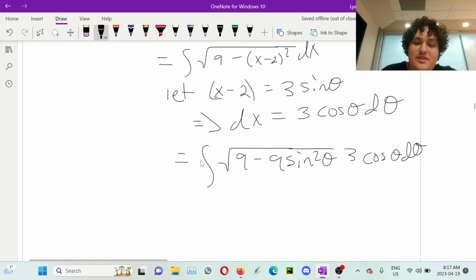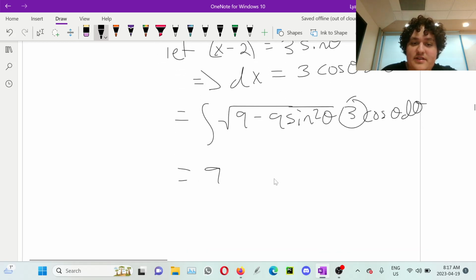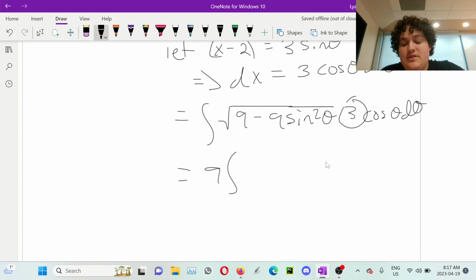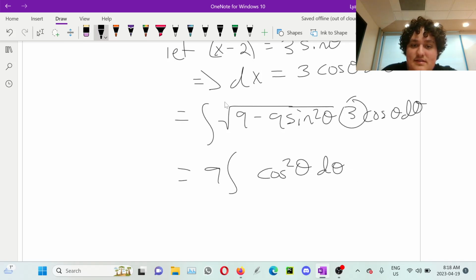Okay, so we can pull out the 9, which becomes a 3 when you take it out of the square root. We multiply with this 3, we get 9, and we can take that 9 out of the integral. This square root will be the square root of 1 minus sine squared, which is the square root of cos squared by the Pythagorean identity, and the square root of cos squared is just cos. So you just actually have sec squared here. No. Sorry, not sec squared. You have cos squared theta d theta, because this thing will be cos theta once you pull out the 3.